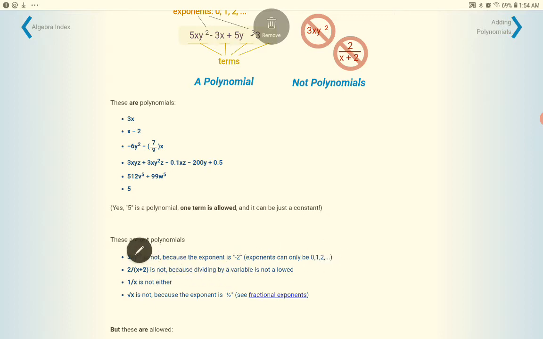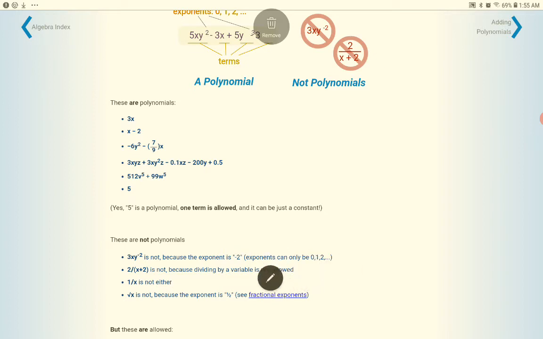The next one, 2 divided by x plus 2, is not a polynomial because I have the x in the denominator. That means that's x to the power of negative 1. A variable in the denominator is the same thing as having a variable with a negative exponent. So that is not allowed. 1 over x is in the denominator. That is not allowed. Square root of x is not a polynomial because its exponent is a fraction. That's how you express roots as exponents, you use a fraction.